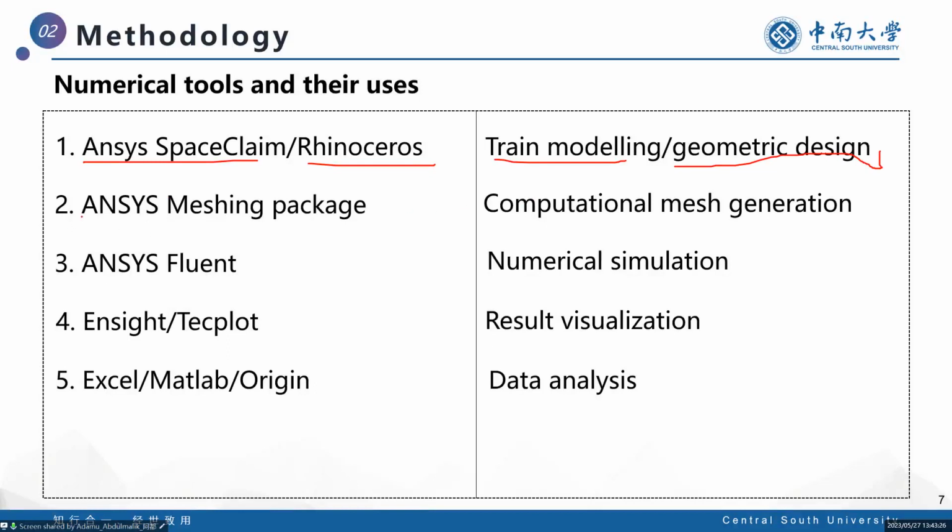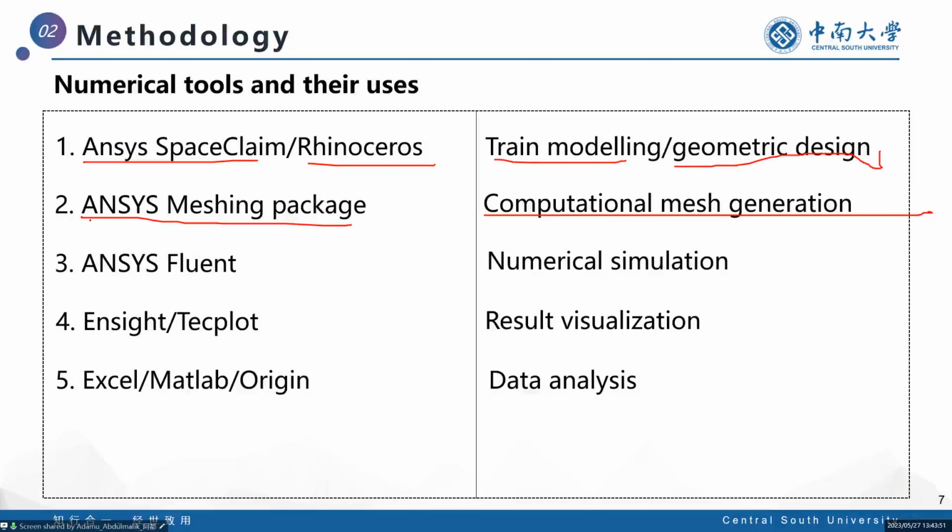The second tool is the ANSYS meshing package. This is used to generate the computational mesh. We also have other meshing packages such as ICEM, Gambit, and other tools that you can use. But in this session, we are going to use the ANSYS meshing package.